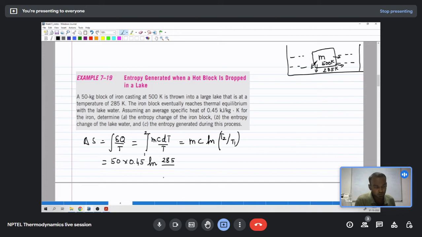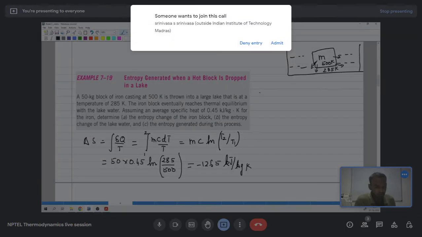Okay, then I will quickly go through this, and we can go through the next problem. Yeah, so T2 is 285 and T1 is 500, and that's how we can calculate this. So this is minus 12.65 kilojoule per kg Kelvin, and now the entropy change in the lake water.